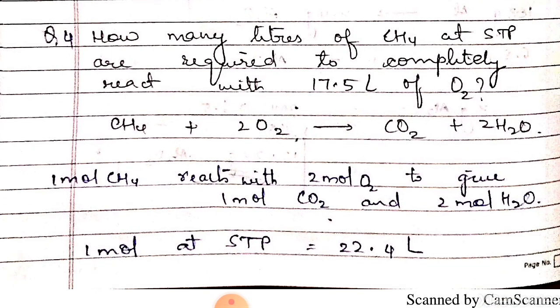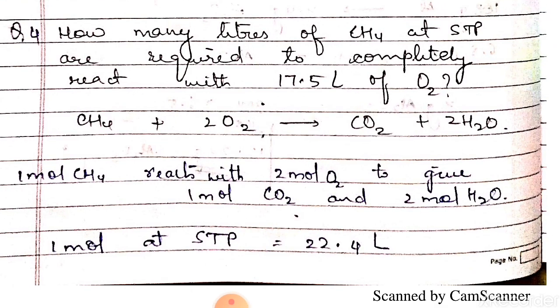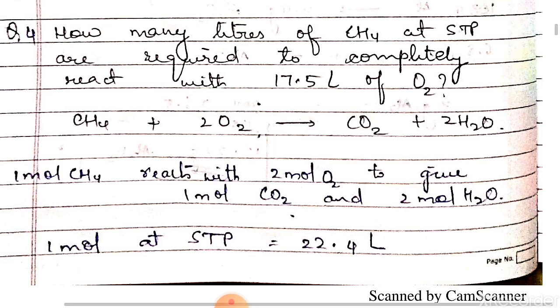Next, how many liters of methane at STP are required to completely react with 17.5 liter of oxygen? So methane reacts with oxygen to give carbon dioxide and water. So 1 mole methane needs 2 mole of oxygen to give 1 mole CO2 and 2 mole of H2O. So 1 mole at STP has 22.4 liter. So 1 mole of methane is 22.4 liter, and needs 2 into 22.4 liter of oxygen.